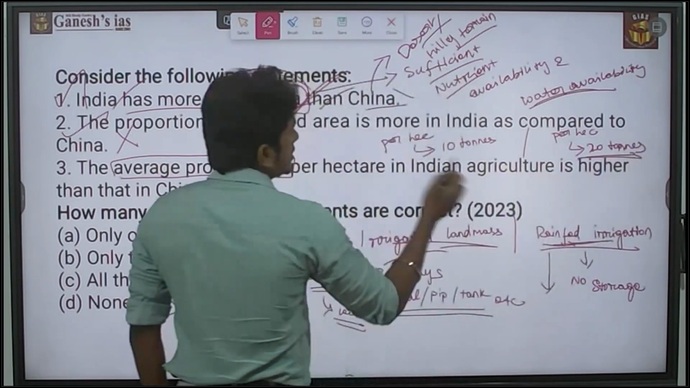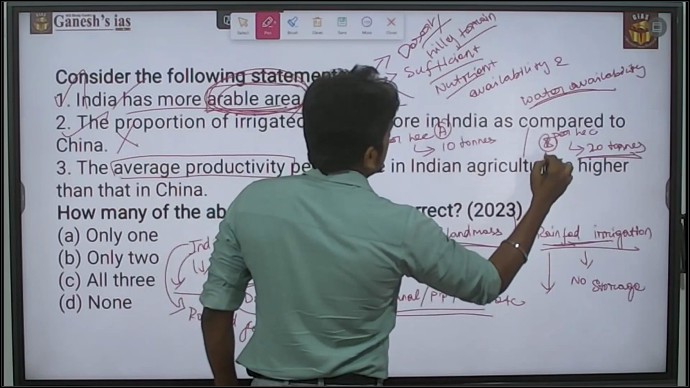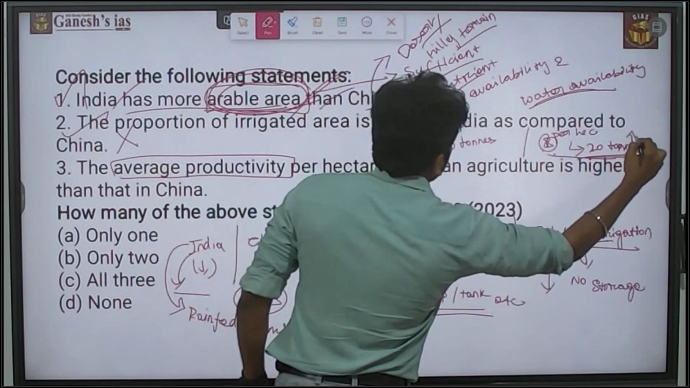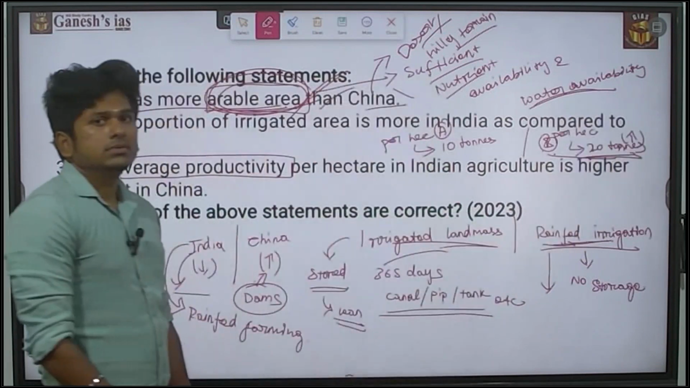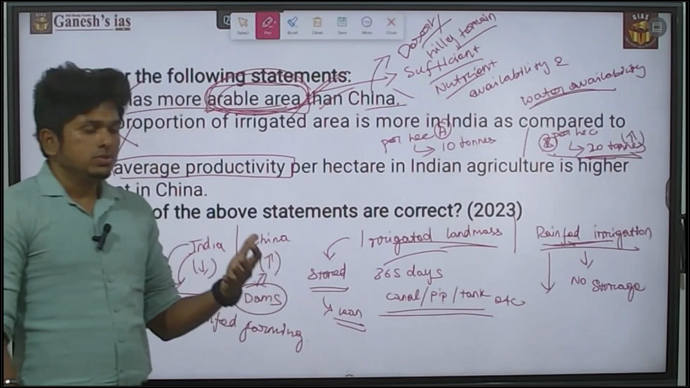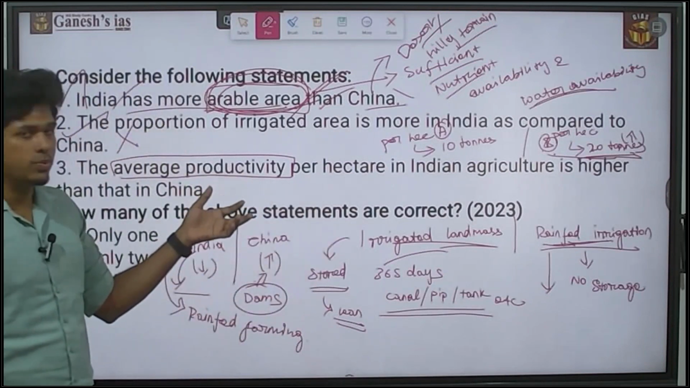Then the agriculture productivity for, consider it as A and consider it as B. The agriculture productivity for B region is higher. So agriculture productivity is nothing but the yield. So how much you are able to produce, that is called agriculture productivity.